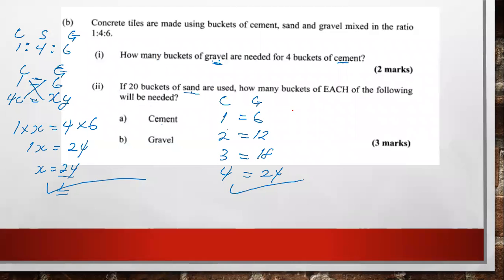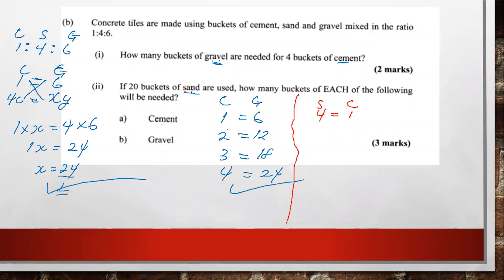Now, for the second part of the question, we are going to compare sand and what? Cement, right? So let's go to the ratio. Remember that S is for sand. So how many sand to how many cement? Four sand will give me one cement.